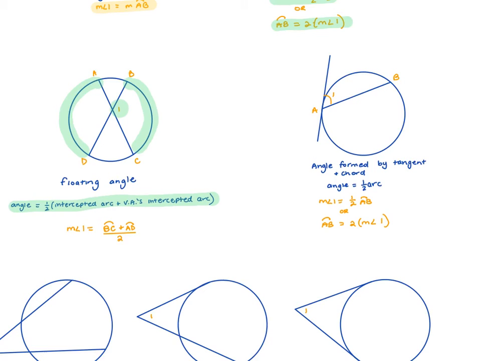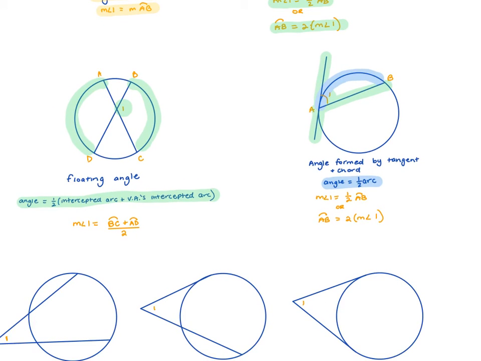Then came the angle formed by a tangent and a chord. So angle 1 here is equal to 1/2 the arc it intercepts. 1/2 arc AB would give you angle 1, or angle 1 times 2 is going to give you arc AB. So the angle is 1/2 the arc. Again, that vertex is on the circle, so it's a lot like the inscribed angle.